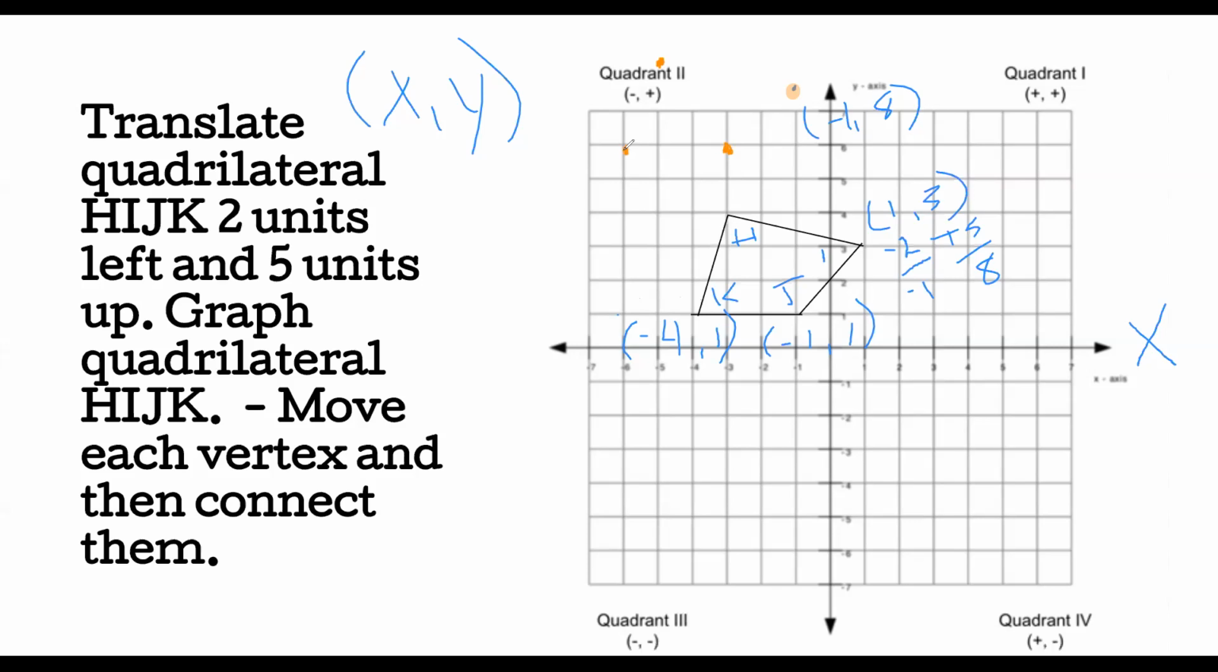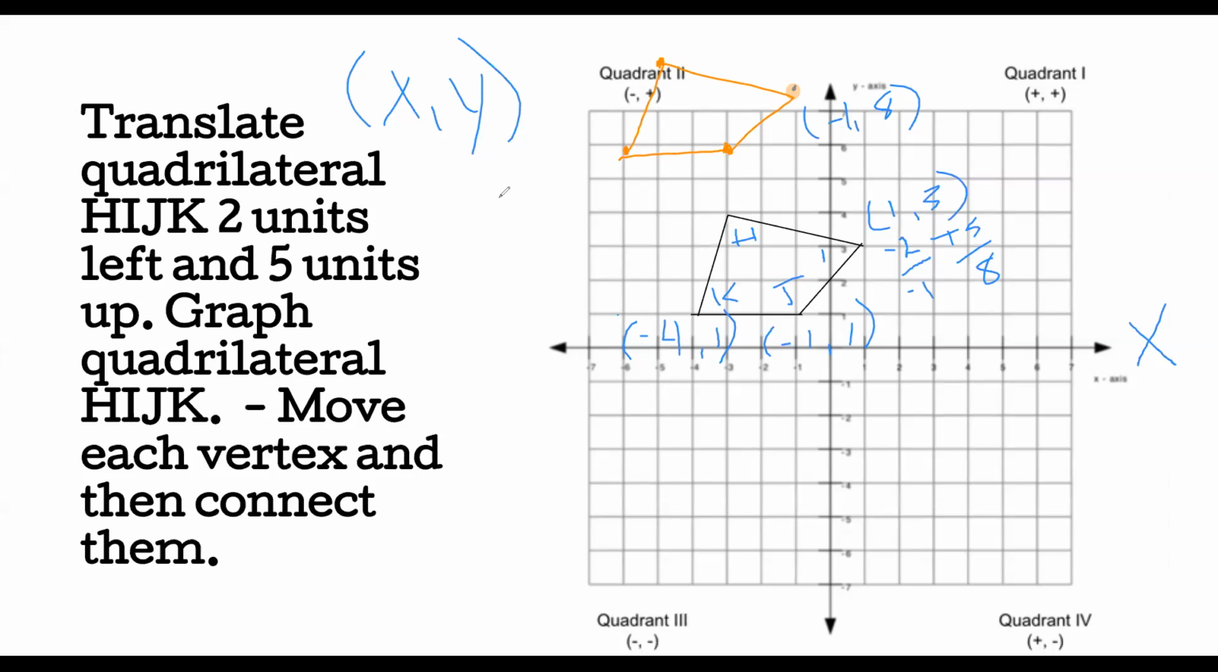So if I were to connect these lines, my shape looks, if you're doing this on a piece of paper in an actual graph, pretty similar to the original. So I have now translated the shape. I didn't turn it, I didn't flip it, I just moved it from one spot to another spot.